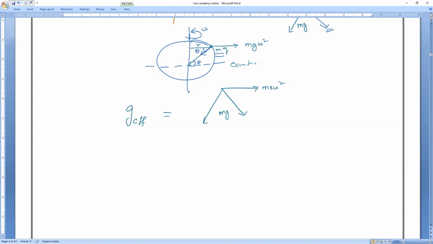Theta only, correct. Here is the angle theta, so the angle here is also theta. Now if you observe very carefully, we have to find the resultant. This is the weight of the body and this is m r omega square, and this is the resultant. So can you tell me how much this angle is?